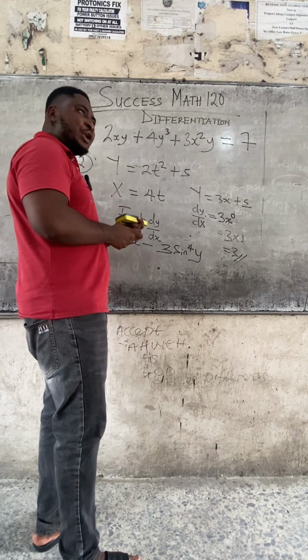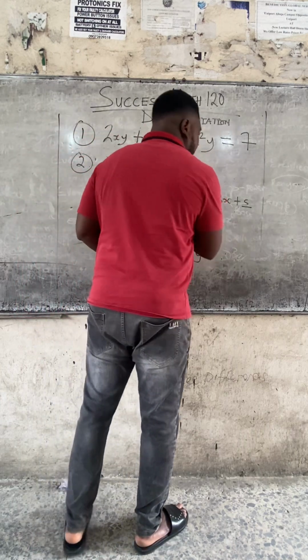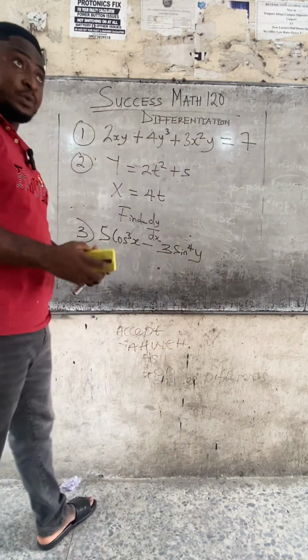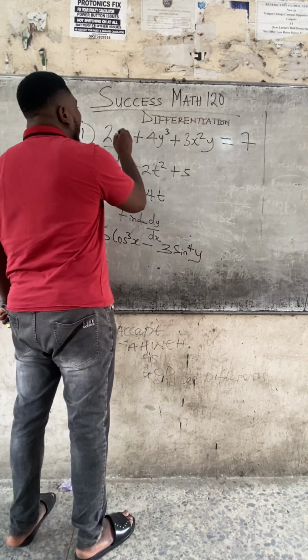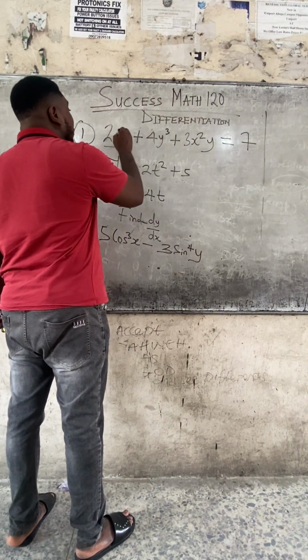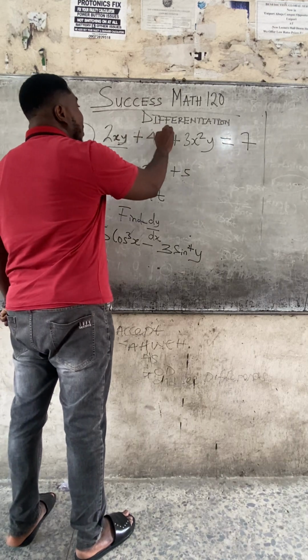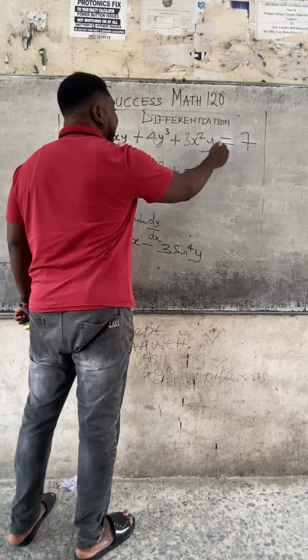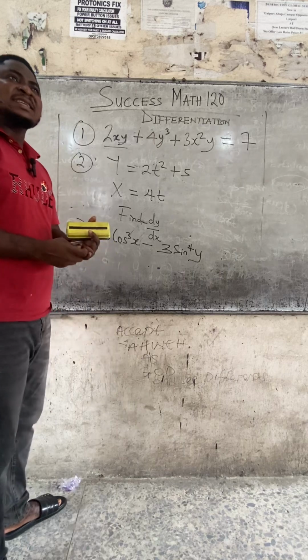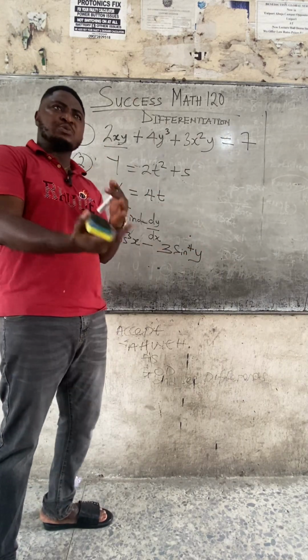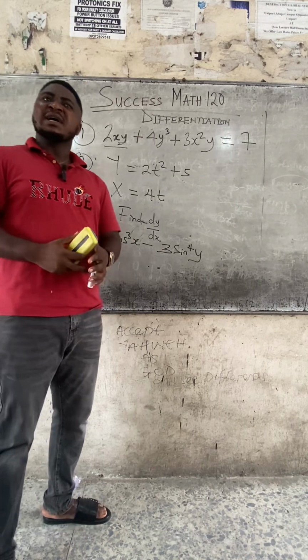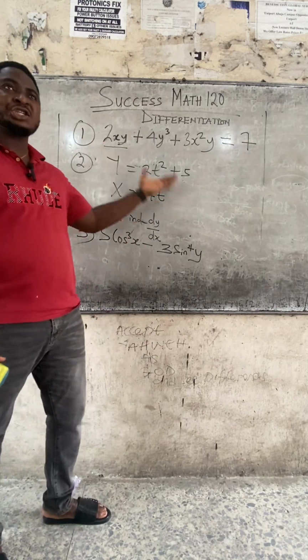Class, I know why I'm hammering on this simple foundation, because this foundation will help us in whatever we're doing here. But class, in this function, you see x and y existing in the same expression, 2xy plus 4y raised to power 3 plus 3x squared y equals 7. Anytime you see a function where x and y are mixed up together in the same function, you are dealing with an implicit differentiation.